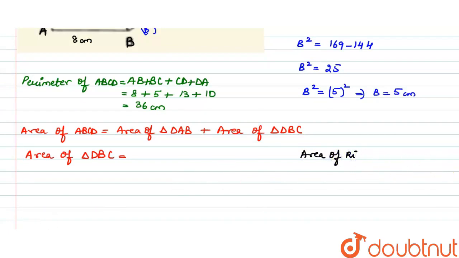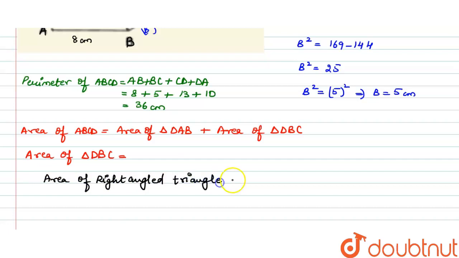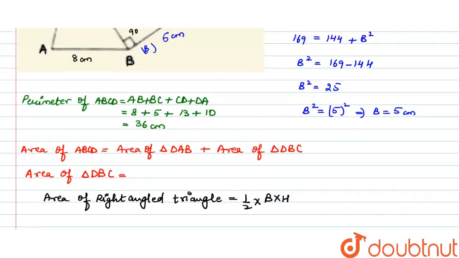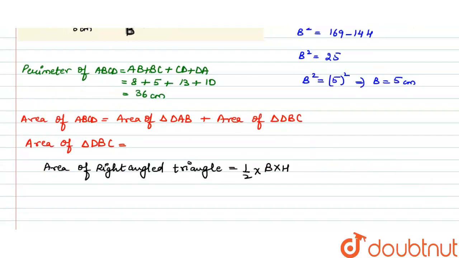So I will not write it here, so I will write it here only. So this area of a right angled triangle is given by half into base into height. So similarly, we will use this formula. So from here, this will become half into base into height.